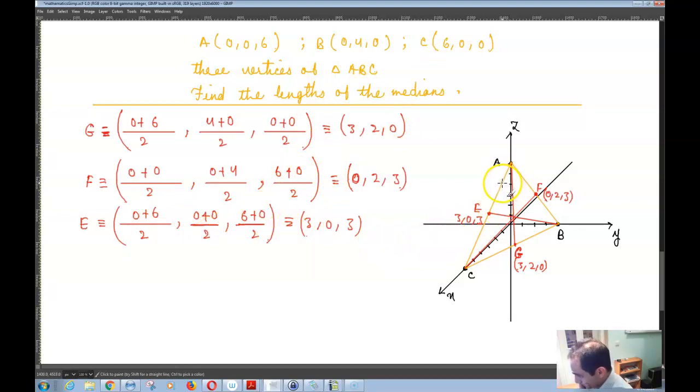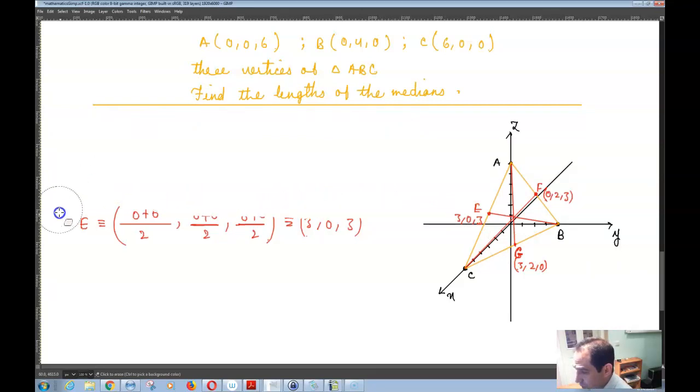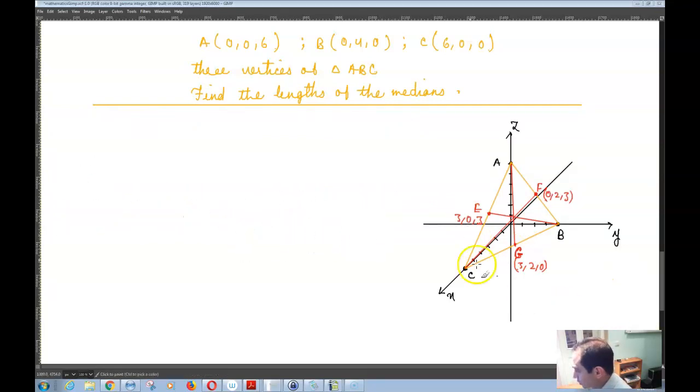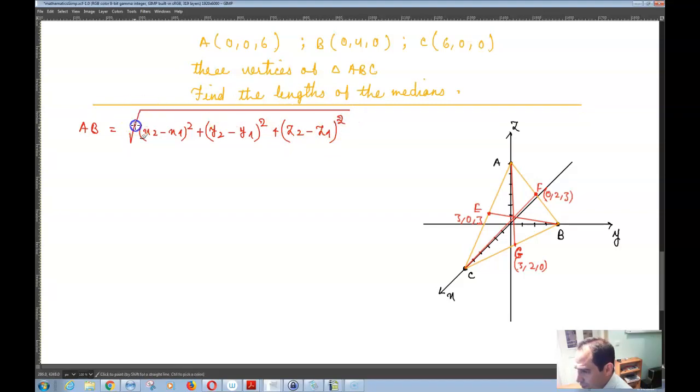Now the length of these medians, you can easily calculate them. The distance formula in the three-dimensional system is, as a general case, AB equal to the square root of (x2 minus x1) all squared plus (y2 minus y1) all squared plus (z2 minus z1) all squared. For example, the distance between B and E.